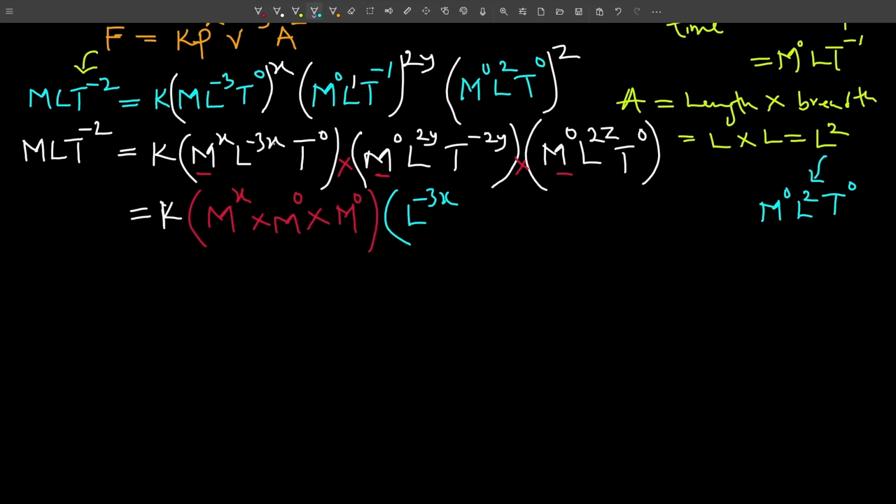Where else do we have L? We have L over here. So that's times L raised power 2y. Where else do we have L? We have L over here, which is what? L raised power 2z.